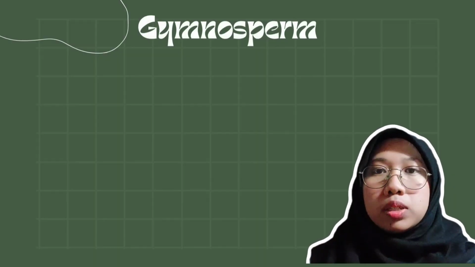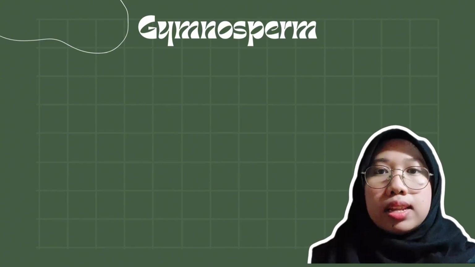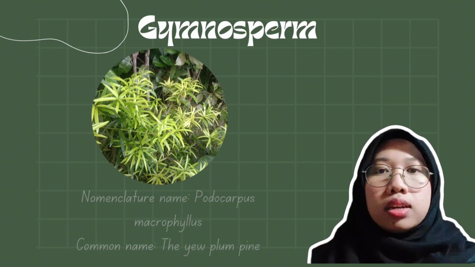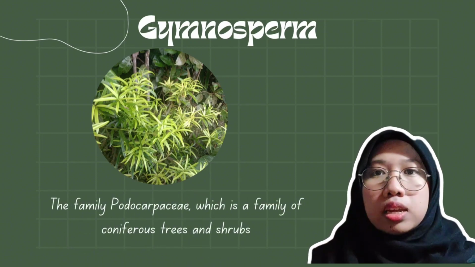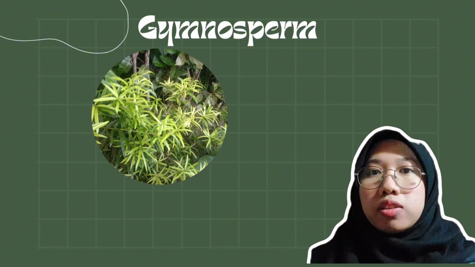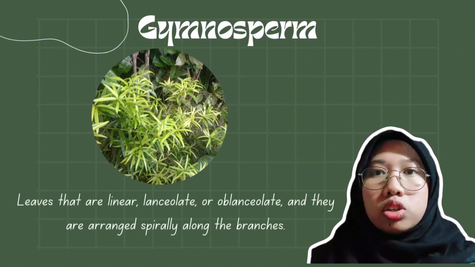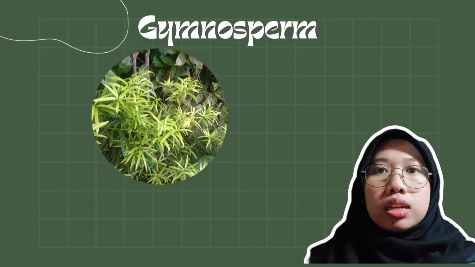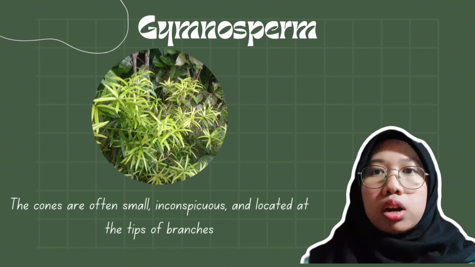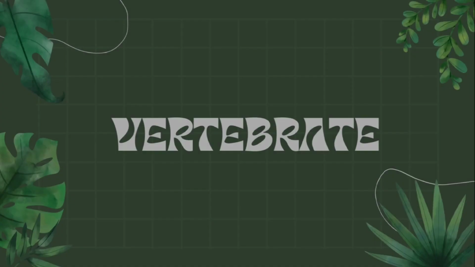There is 1 gymnosperm species that has been found during the trip. That is Podocarpus macrophyllus, commonly known as the yew plum pine. It belongs to the family Podocarpaceae, which is a family of coniferous trees and shrubs. This plant is under order Pinales. This plant can be identified by its leaves that are linear, lanceolate or oblanceolate, and they are arranged spirally along the branches. The reproductive structures are cone-like structures known as strobili. The cones are often small, inconspicuous, and located at the tips of branches.